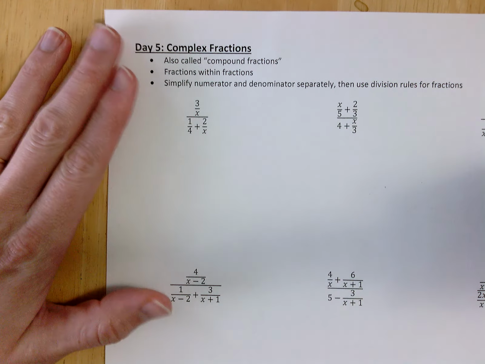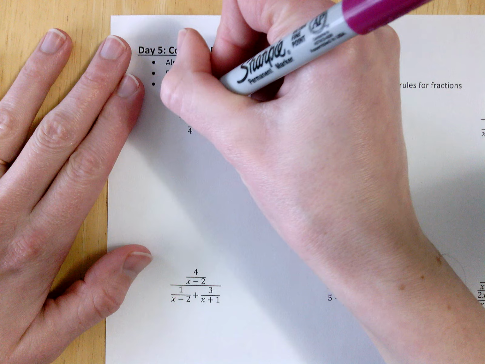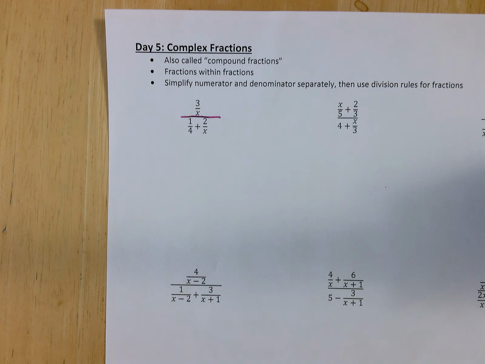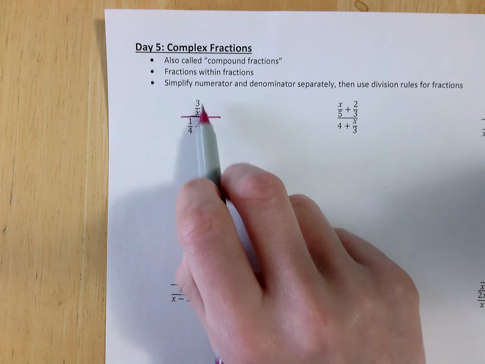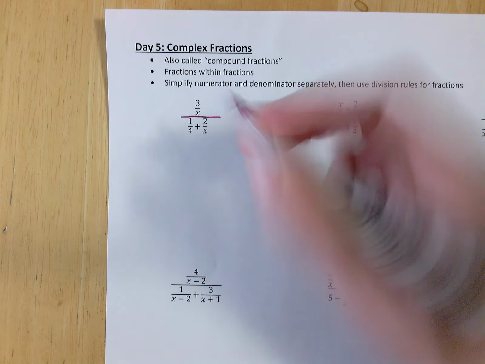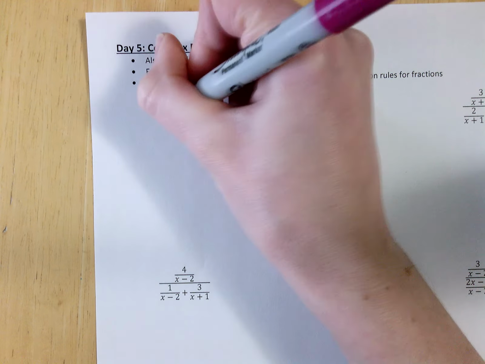The first thing that you want to do is make sure that you are really clear about where the big fraction is. What I do is go through and make that big line a little bit longer so that it's really obvious where the split is. The top part's already simplified, no need to worry about that. But the bottom part, I'm going to have to multiply this one by 4 top and bottom, and this one by x.